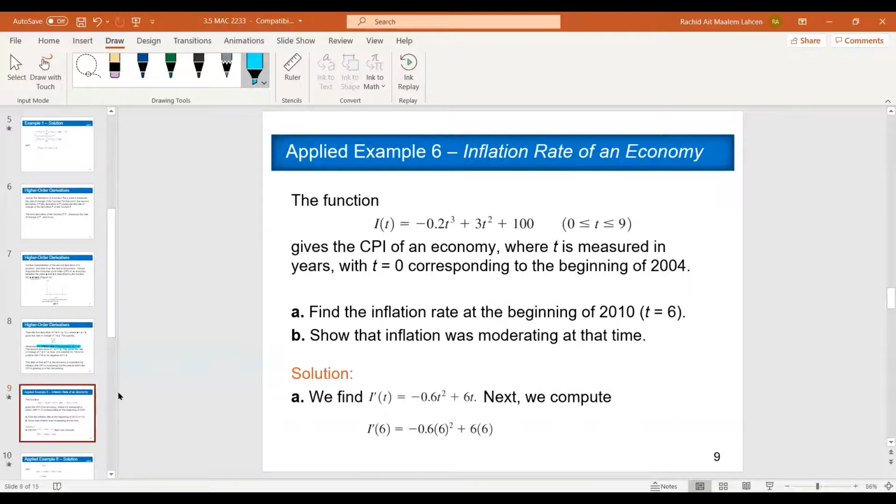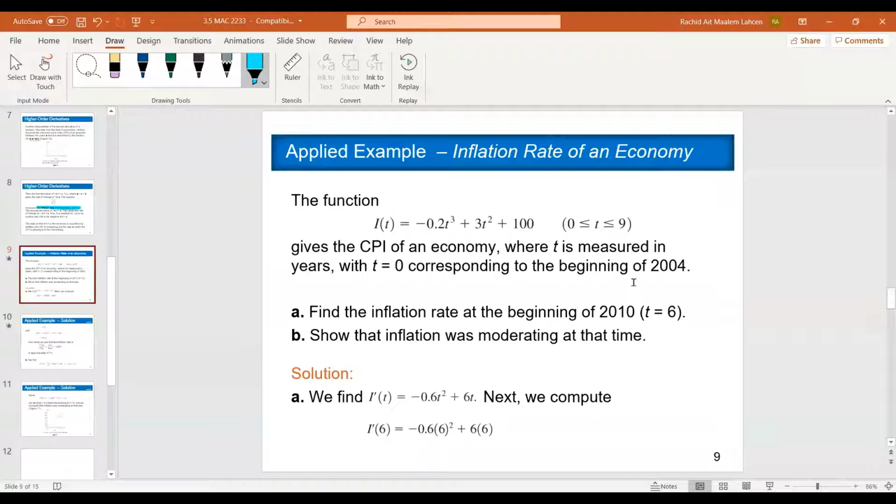So let's look at this function here. This is an applied example, and I edited the slide to fit. You have I described this way, with the years between 0 and 9 giving the CPI. Find the inflation rate at the beginning of 2010. So t is 6 because t equals 0 corresponds to 2004. And show the inflation was moderating at that time.